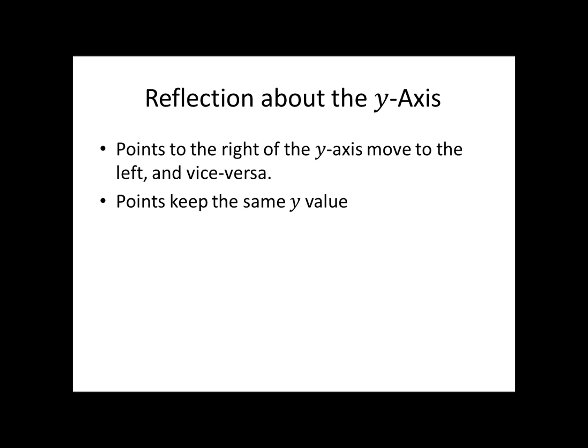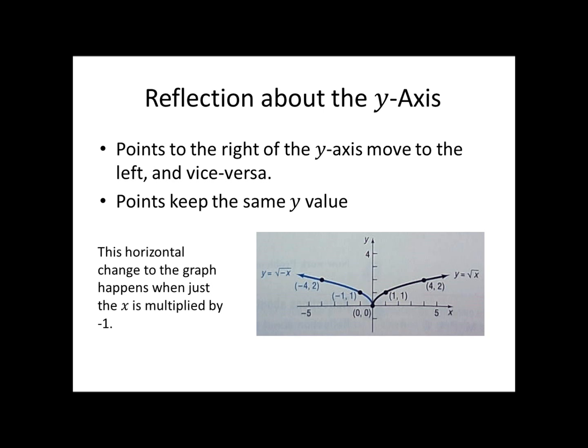Reflections over the y-axis, this is a horizontal change. Points are moving from one x value to the opposite x value, but they keep the same y value. The way we do that is by putting a negative inside with the x. So we multiply the x in the function by a negative. Here we see a square root function that's been reflected over the y-axis, again by putting a negative inside with the x.